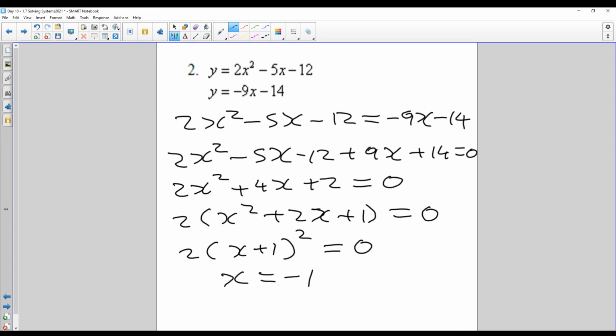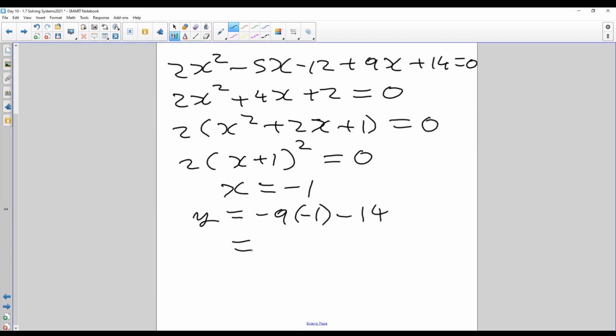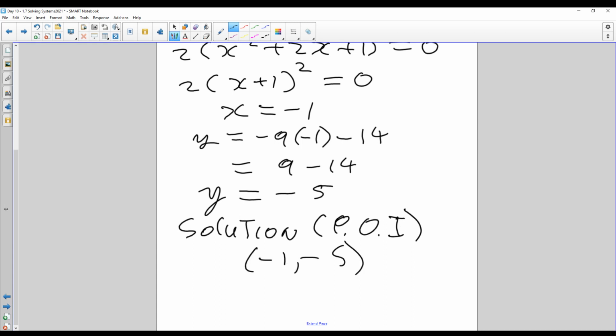I can go ahead now and plug this into my y function to get my corresponding y value. So y is equal to minus 9 times minus 1 minus 14. So that's equal to 9 minus 14, which in my world is minus 5. Okay? So it looks like my POI is at minus 1, minus 5. Solution, or POI. I put POI in brackets. Minus 1, minus 5.